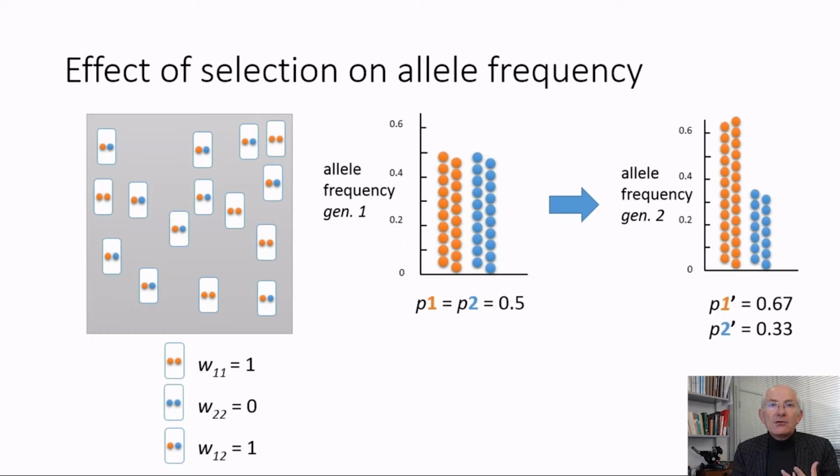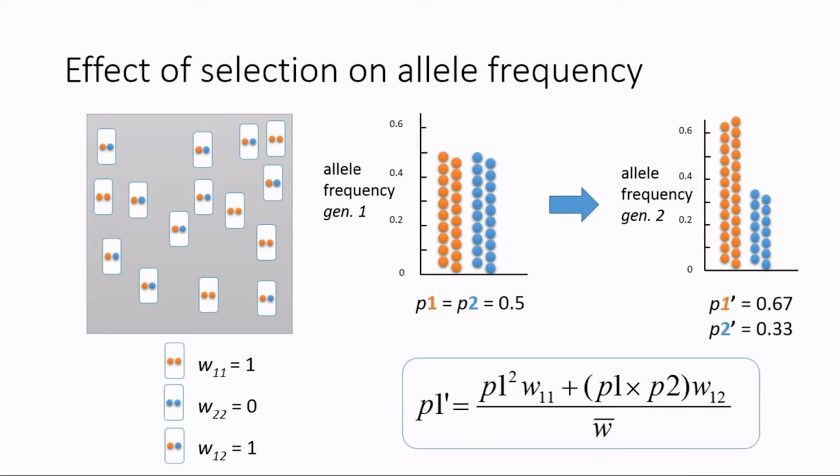And we see that the allele frequency is now very different. The frequency of the A1 allele has gone up from 0.5 to 0.66. That's from half to 2/3. And the allele frequency of the recessive lethal allele has gone down from a half to a 1/3.